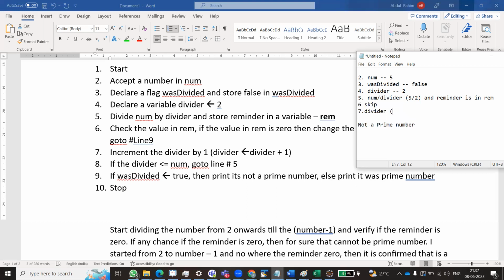Guys, what does increment say? How can it become 1? What was the value of divider earlier? 2. No, increment will make it 3. If 2 is incremented, what will happen? It becomes 3. So what will be the value of divider now?